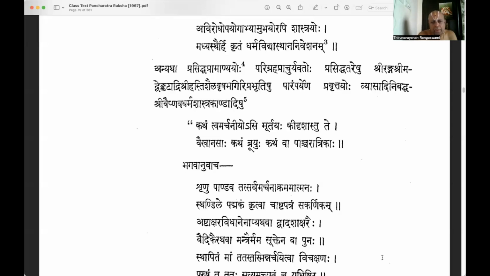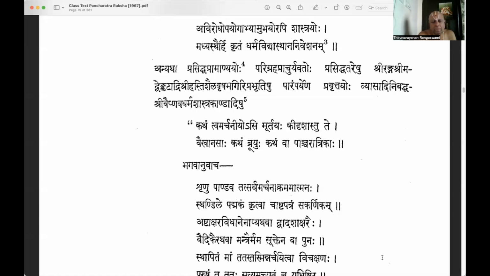Shriranga Srimad Venkatadri Shri Hastisela Vrishabha Kiri Prabhritishu Parampariyena Pravartayoho Vyasadi Nibaddha Sri Vaishnava Dharma Shastra Kandadishu Katham Tvam Archaniyaha Asi Murtayaha Kidrshastate Vaikhanasaha Katham Bruyuhu Katham Va Pancharatrikaha. It's a single set of idea. So, what should we do?